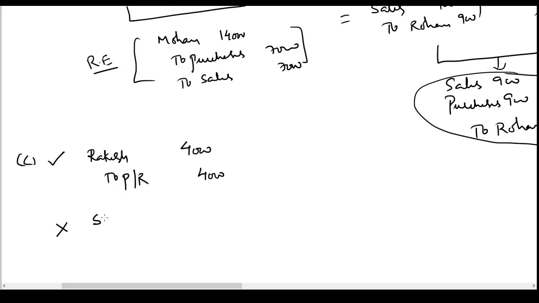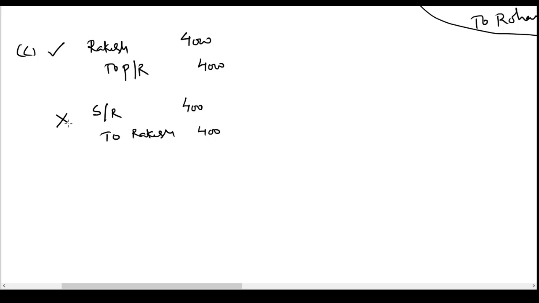So if you record the name of Rakesh in the sales returns book, it becomes equal to the entry Sales Returns to Rakesh. S by R here means I'm just using a shortcut to write sales returns. Sales returns to Rakesh 400. So this is the error we have done. This is what we should have done.